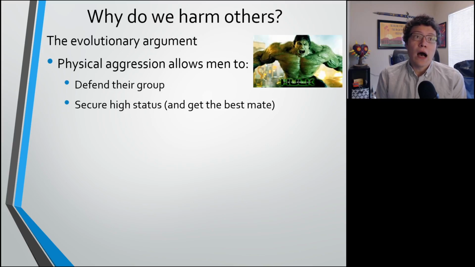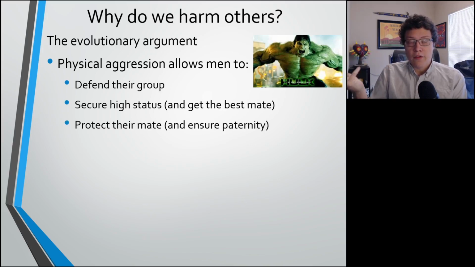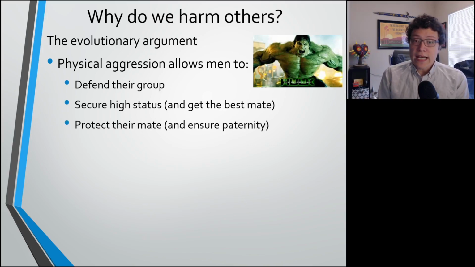If you think of bucks, for deer, they typically will fight one another to achieve a higher status and become the dominant one of the group, and that is also a way the mating order goes in animal cultures. Or protect their mate and ensure paternity is another reason.